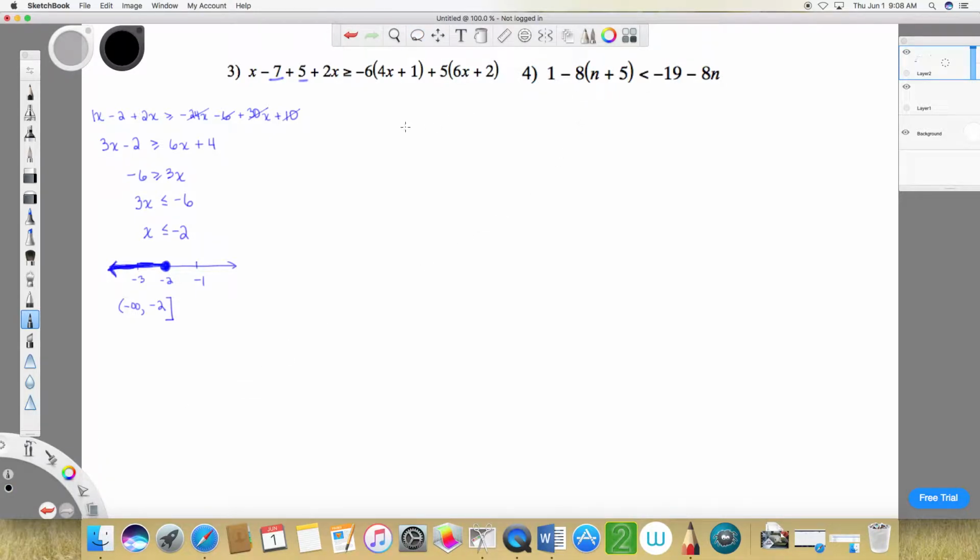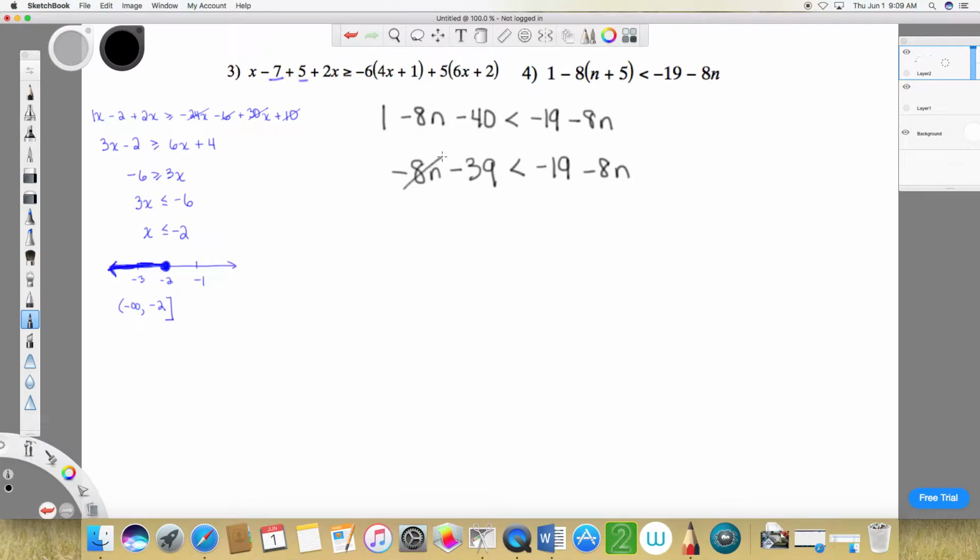So on the left-hand side here, we have 1. Let's distribute this. So we'll have minus 8 times n minus 40. And that is strictly less than negative 19 minus 8n. And on the left-hand side here, I have negative 8n. And 1 minus 40 is a negative 39. That's less than negative 19 minus 8n.